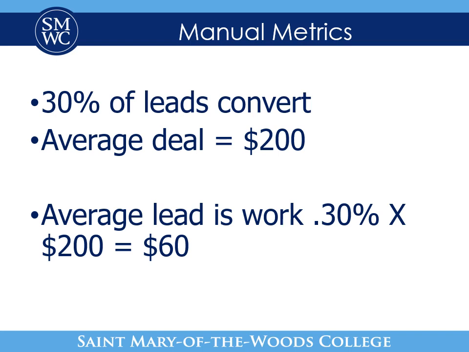Let's say a company knows that in the past 30% of leads have become closed deals and that the average deal is worth $200. That's 30% times 200. So in analytics, this company could assign $60 to every lead and get an estimate of the revenue being generated by the website.